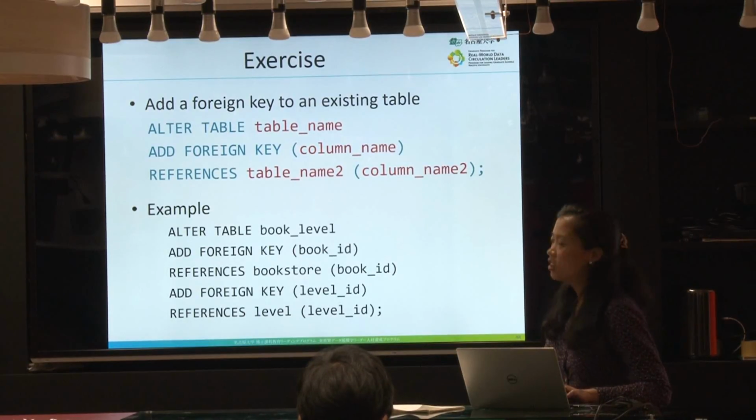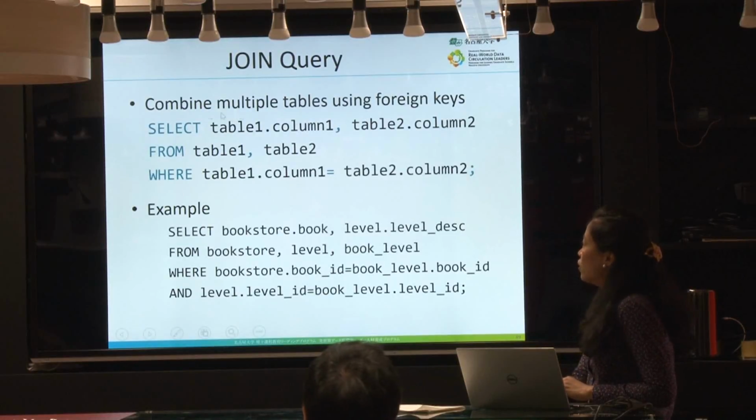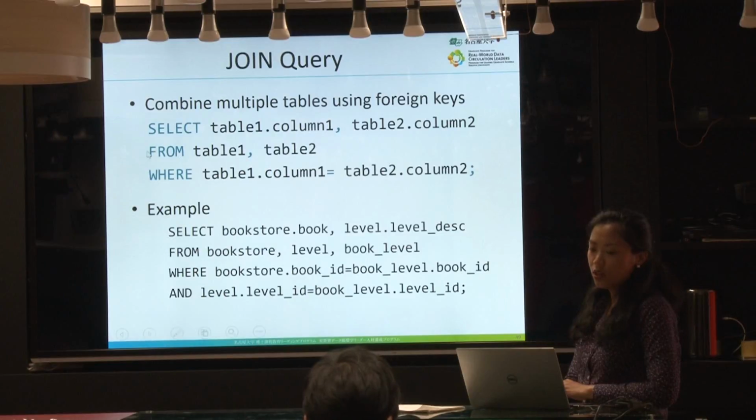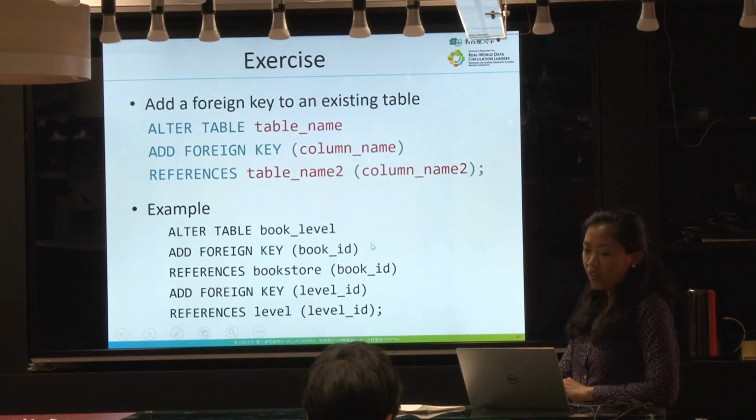And from that, try to query your tables. You can combine multiple tables using foreign keys. So you can select from both tables where column 1 of table 1 is equal to column 2 of table 2, like, for example, this. Try this query after doing this exercise.